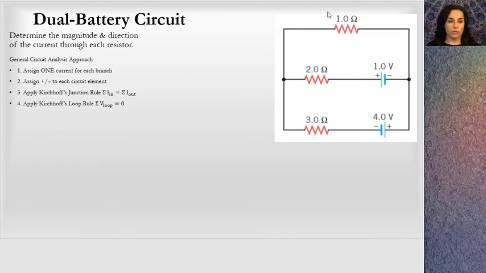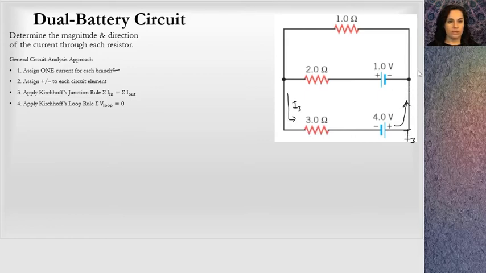So what I'm going to do is assign the currents, right? Assign one for each branch. And I look at batteries. This is the 4-volt battery, which is larger than the 1-volt battery, and it's going to be like the more dominant battery in the circuit. So I'm going to start with current flowing from it, and I'm going to call this I3 because it will go through the 3 ohm resistor over here. And this whole branch gets this current I3.